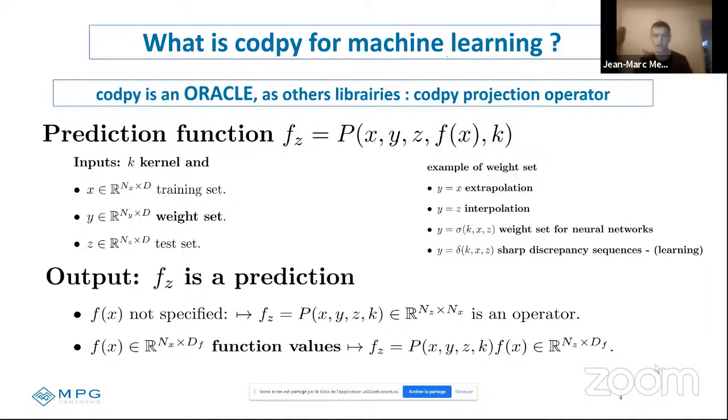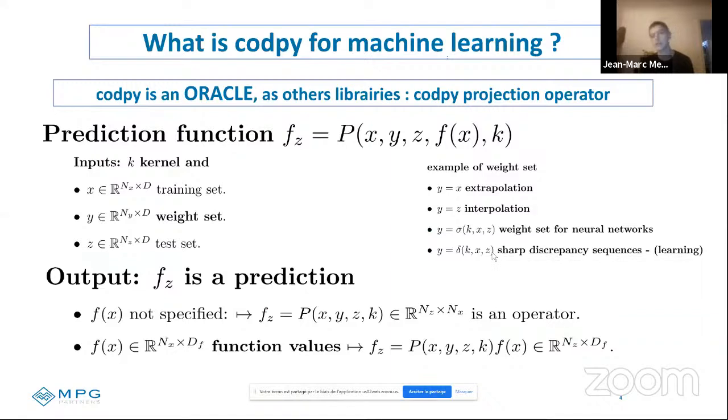And okay, I have not talked so much about the weight set, but now I will try to give you some intuition of what a weight set is for a kernel method. When I speak later of extrapolation, it means that we take the weight set to be the training set. When I speak about interpolation, it means that the weight set is equal to the test set. But I can also take as weight set the one that is induced by any neural network. And I will also talk a little bit later about another kind of weight set that we call sharp discrepancy sequences. I don't want to go into details, but sharp discrepancy sequences are the equivalent of learning for artificial intelligence methods.